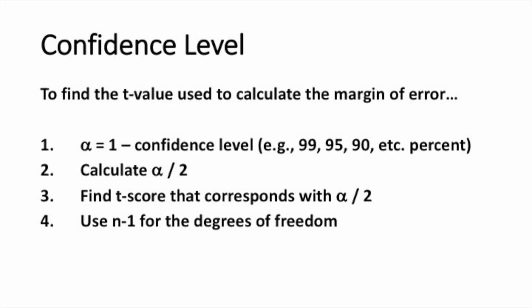Then you calculate alpha divided by 2. So whatever alpha might be, if it's 1%, then alpha divided by 2 is 0.5%. Or if your confidence level is 95%, that makes alpha 5%. Then your alpha divided by 2 would be 2.5%. Next, you find the t-score that corresponds with alpha divided by 2. Of course, you're using n minus 1 degrees of freedom because your t-distribution looks different depending on the degrees of freedom.